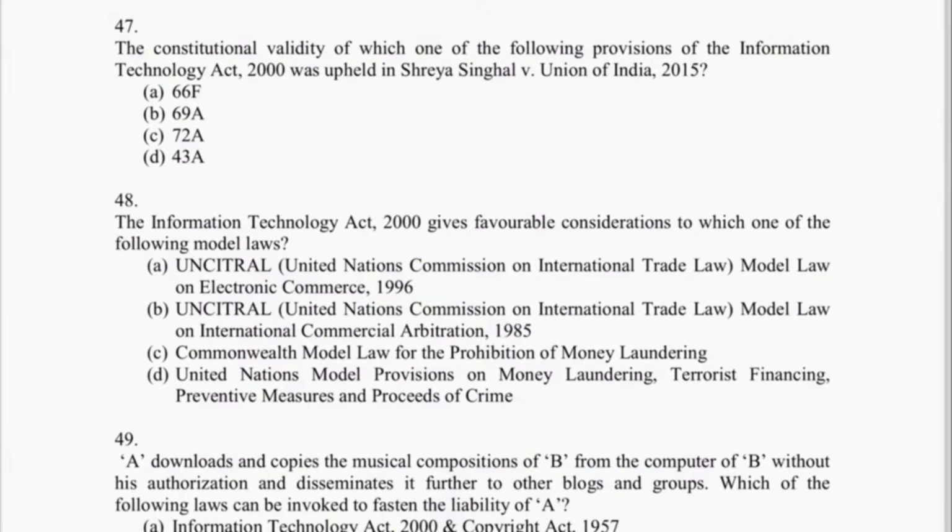Next 47. The constitutional validity of which one of the following provisions of IT Act was upheld in Shreya Singhal versus Union of India 2015? 69A. B is the answer.